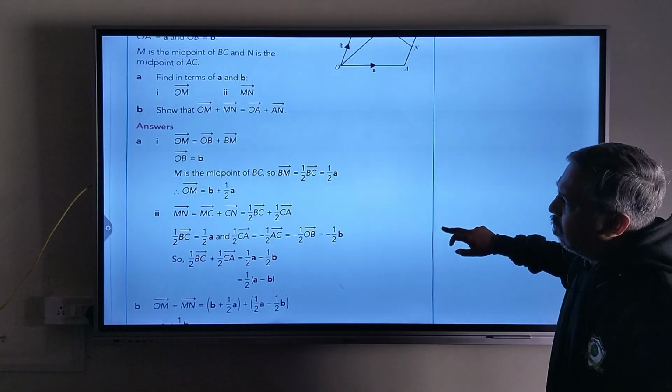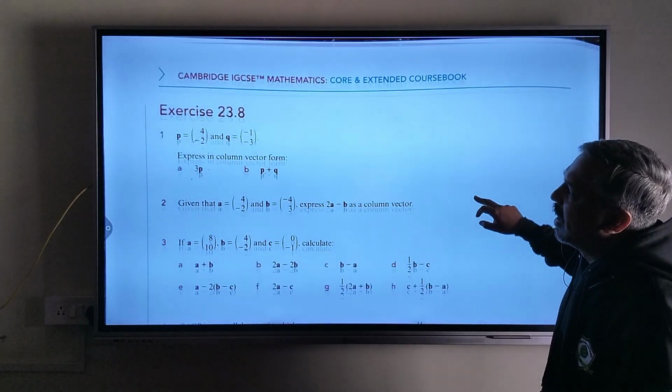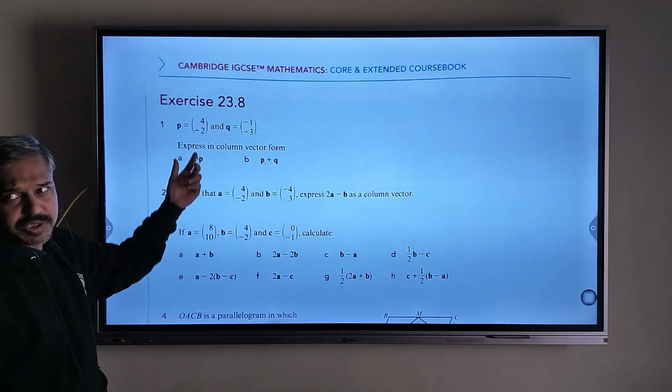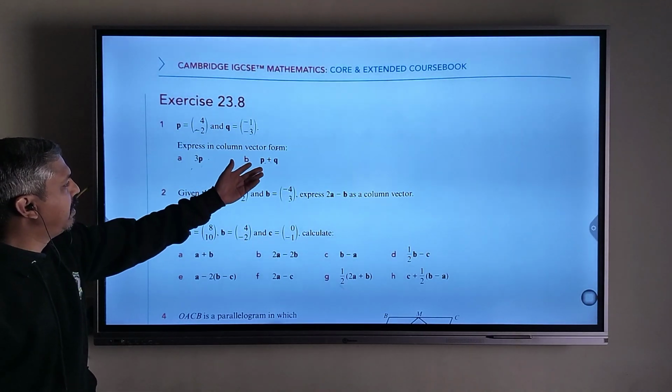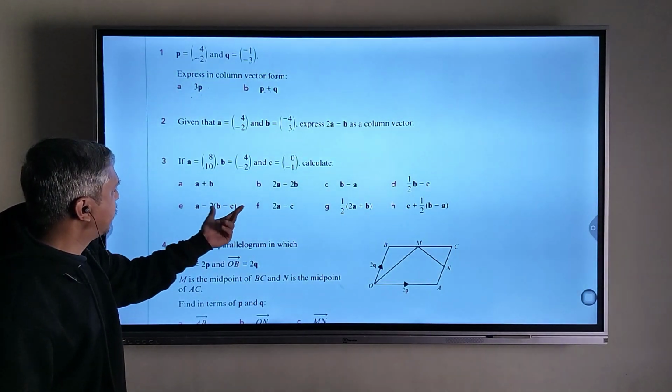In this exercise you can check that vector P is given, vector Q is given. You can find out 3P, P plus Q. Simple, very simple exercises, very simple questions.